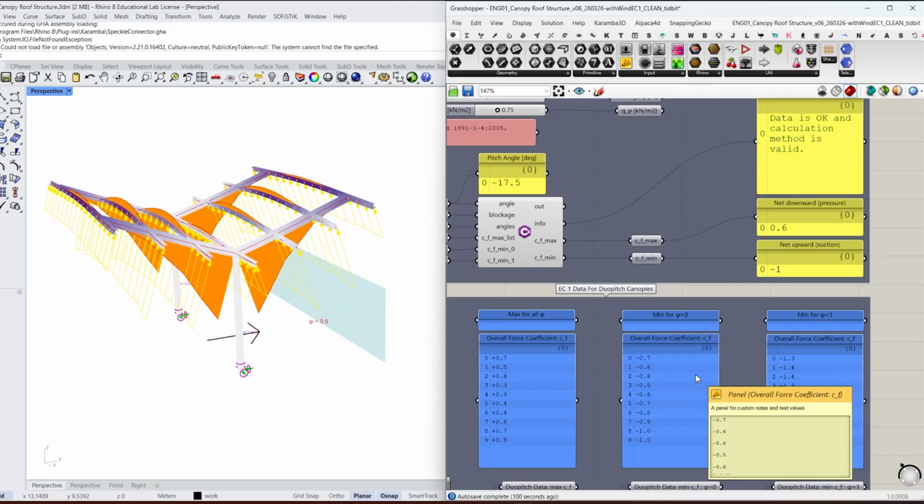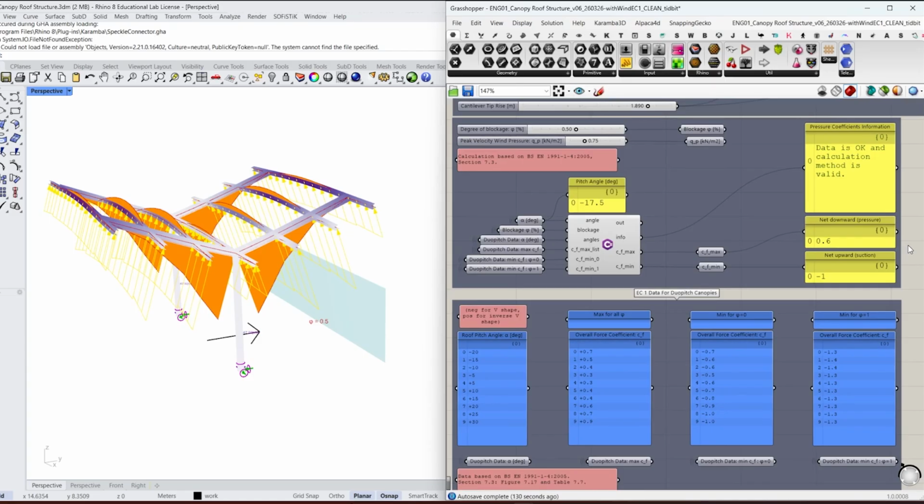And for CF_min, we do it first at 0 blockage, where we get -0.65, and we do it at full blockage, where we get -1.35. And because our blockage is 0.5, or 50% blockage, we interpolate between those two values to get -1, and that's our final net upward pressure coefficient that comes out of our C# script.